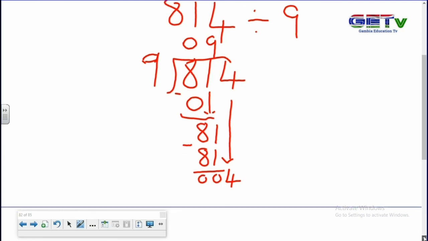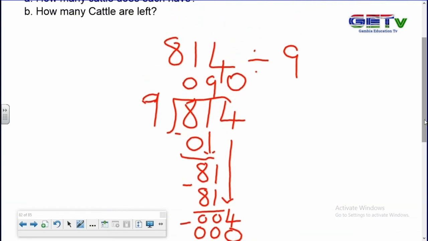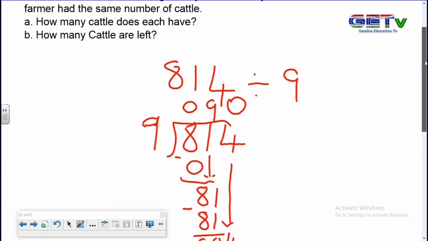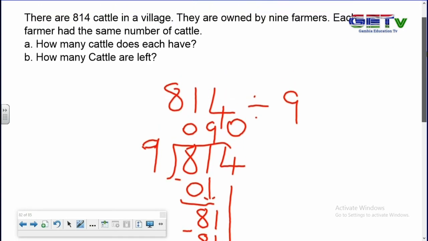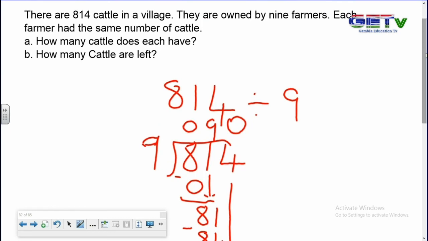9 into 4 cannot, so 0. 0 times 9 is 0. Let's subtract it now. 4 minus 0 is 4. Therefore, 814 cattle divided by the 9 farmers, each farmer is going to receive 90 cattle.